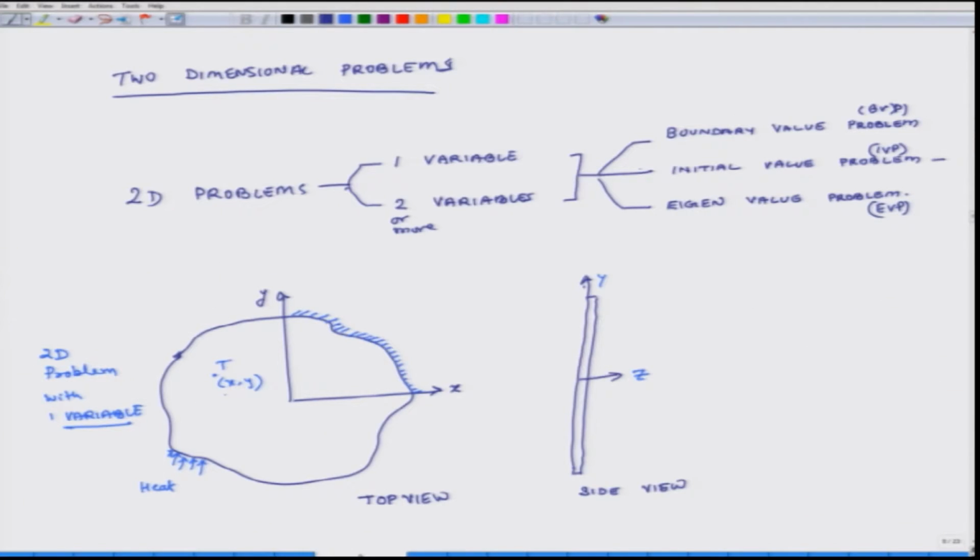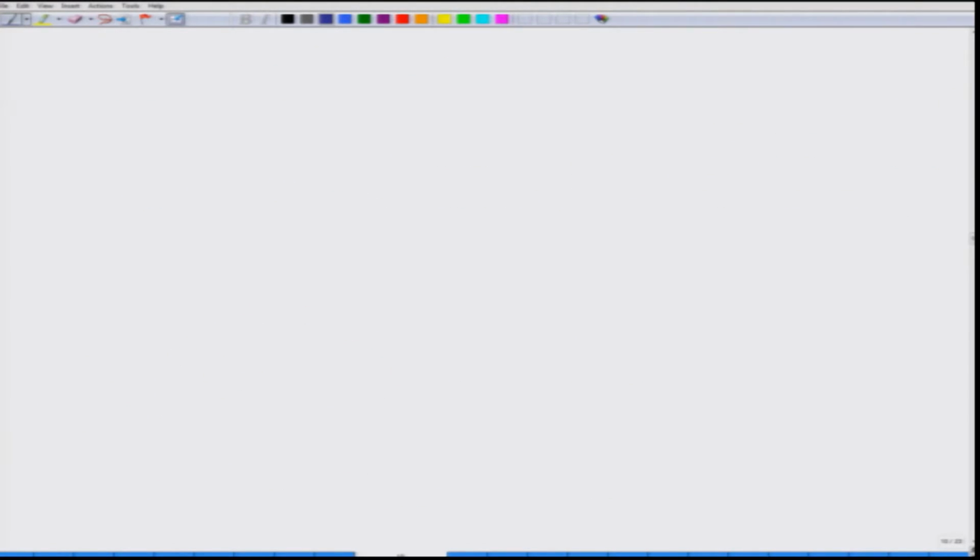Those problems are initial value problems, and in eigenvalue problems we calculate the eigenvalues of the system, and in that case we do not consider the role of initial conditions and also the role of force related boundary conditions. So, these are three categories of problems, and what we will be discussing as we go forward are 2D problems with one variable, of boundary value type, initial value type and eigenvalue type, all these three categories. We will now look at an equation, and this equation is called Poisson's equation.